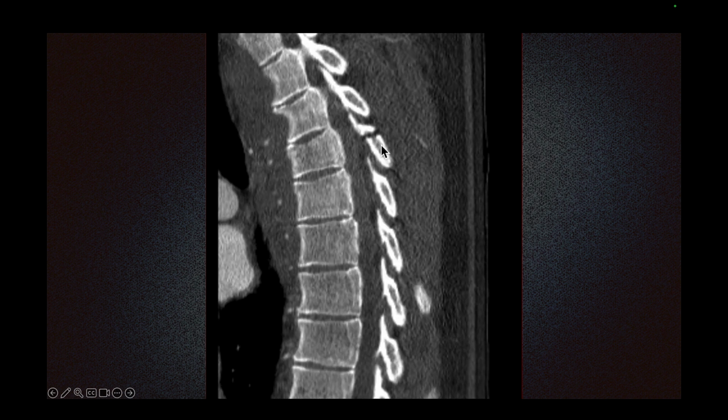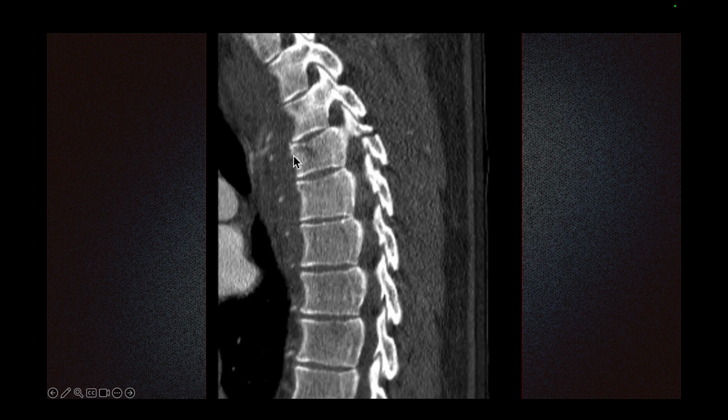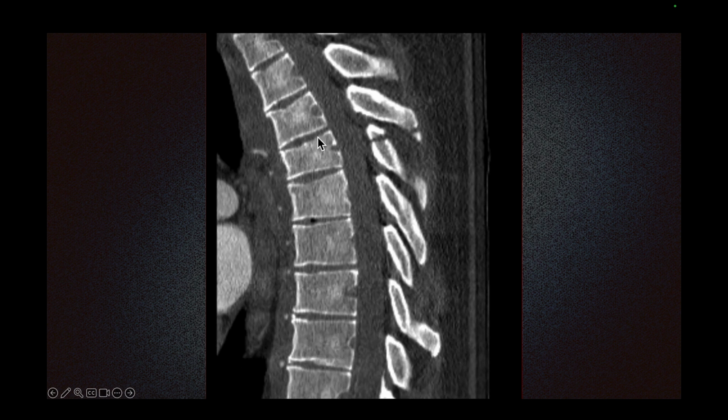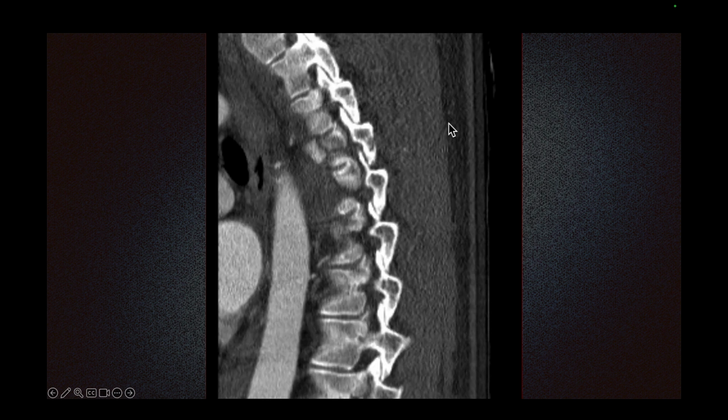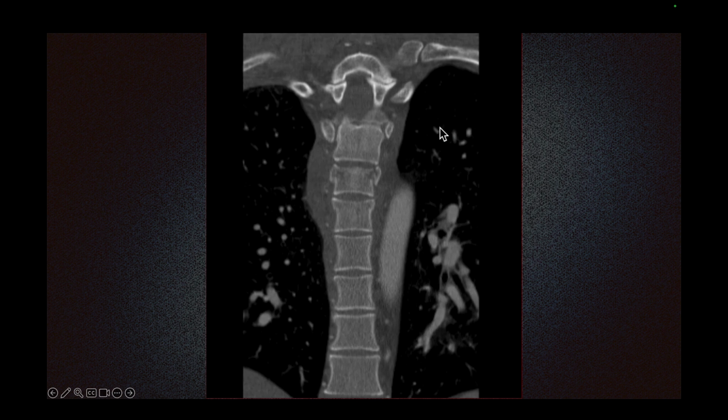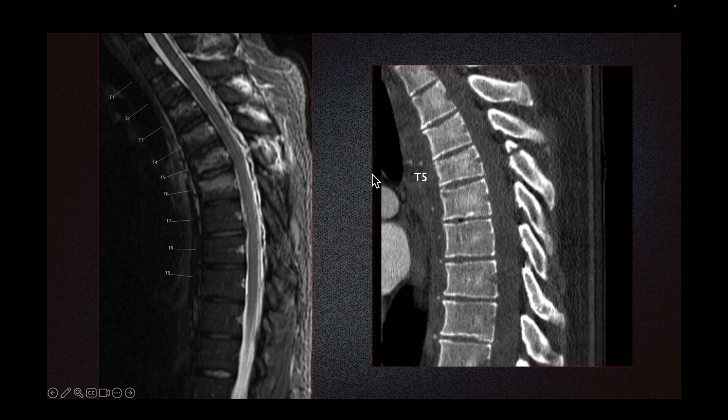As we scroll through the CT, we can see that there is fracture of the T5 vertebral body anteriorly, and there is also fracture of the posterior element of T5. And as you go to this image, you can see that the T5 vertebral body has slight height loss when you compare it to T4 vertebral body. And we can also see the spinous process fractures of T5 and T4. We can see the fracture on coronal image as well.